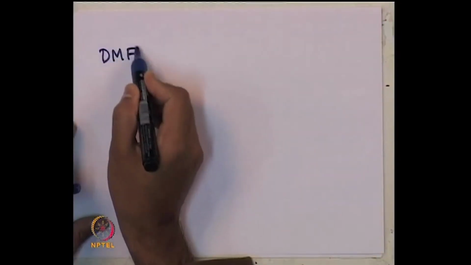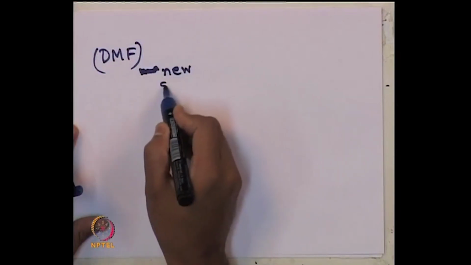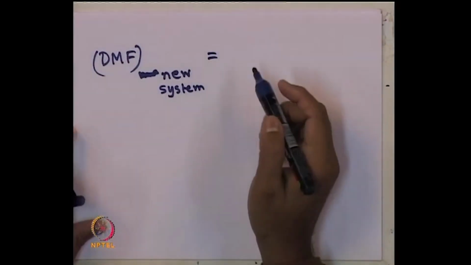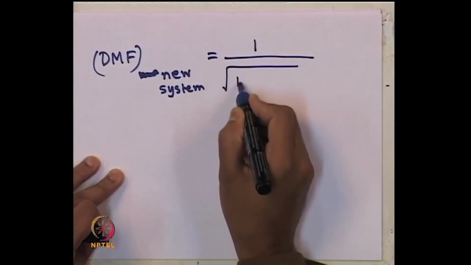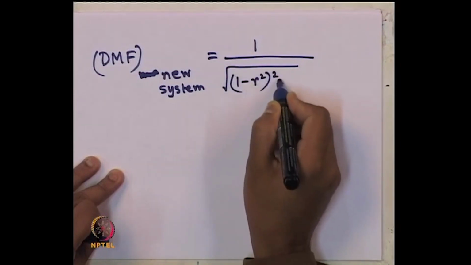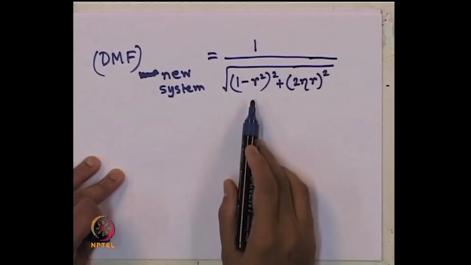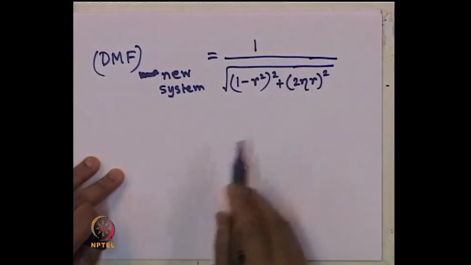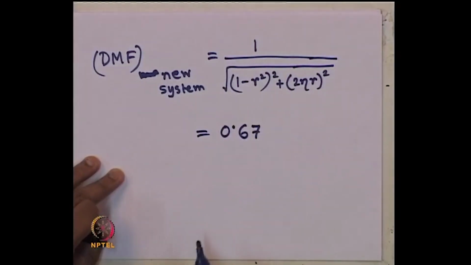So, DMF for the new system, which is subjected to harmonic loading with constant amplitude, is given by 1 by root over (1 minus r square) whole square plus (2 eta r) whole square. Now, we have already computed r is 1.34 and eta is 0.469 because they remain the same. So, just put these values, we will get the DMF of the new system.